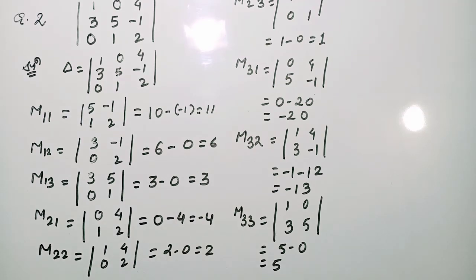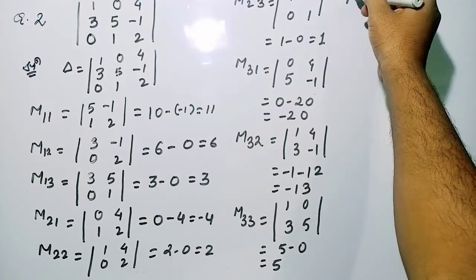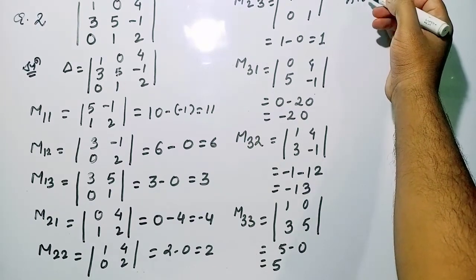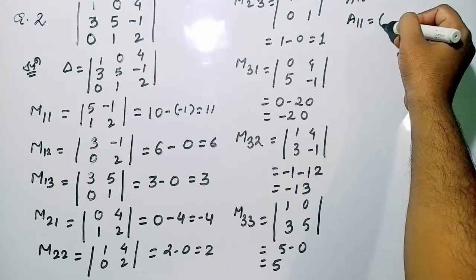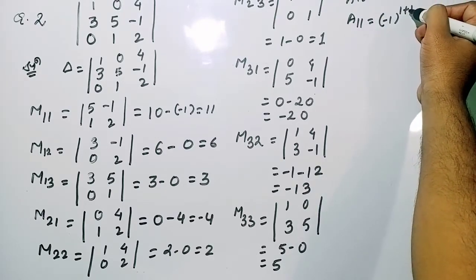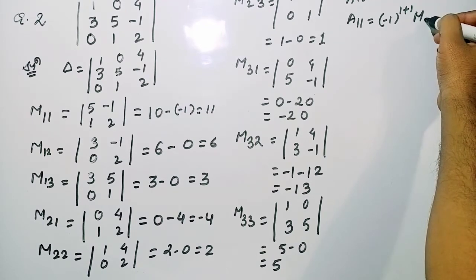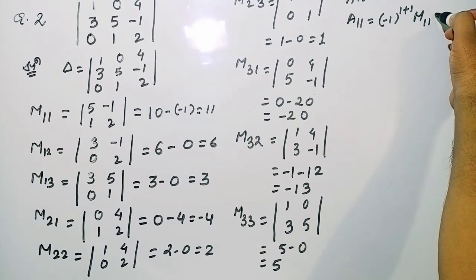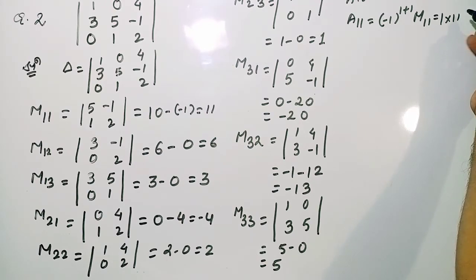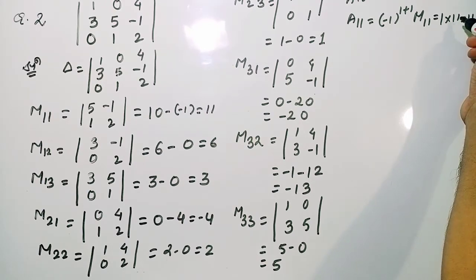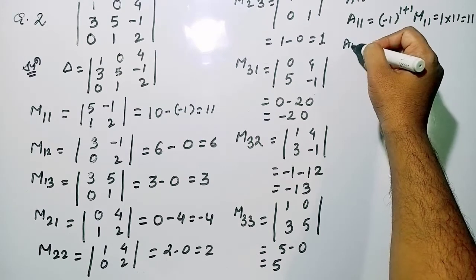Okay students, now we will find out cofactor. We know that cofactor of aij element is equal to -1 to the power i plus j into Mij. So first of all, finding A11, -1 to the power 1 plus 1 into M11, so we are getting 1 into M11. M11 is what students, 11, so finally we are getting 11.